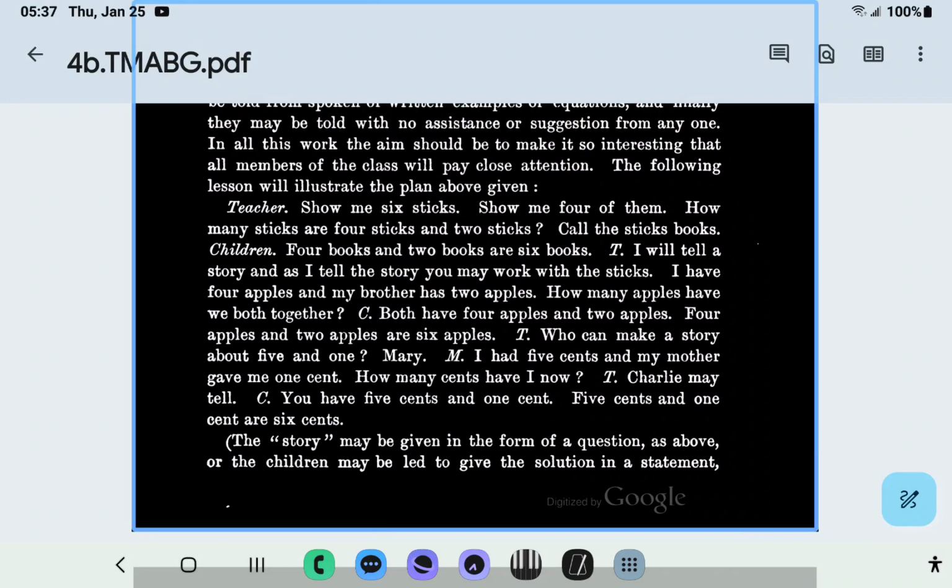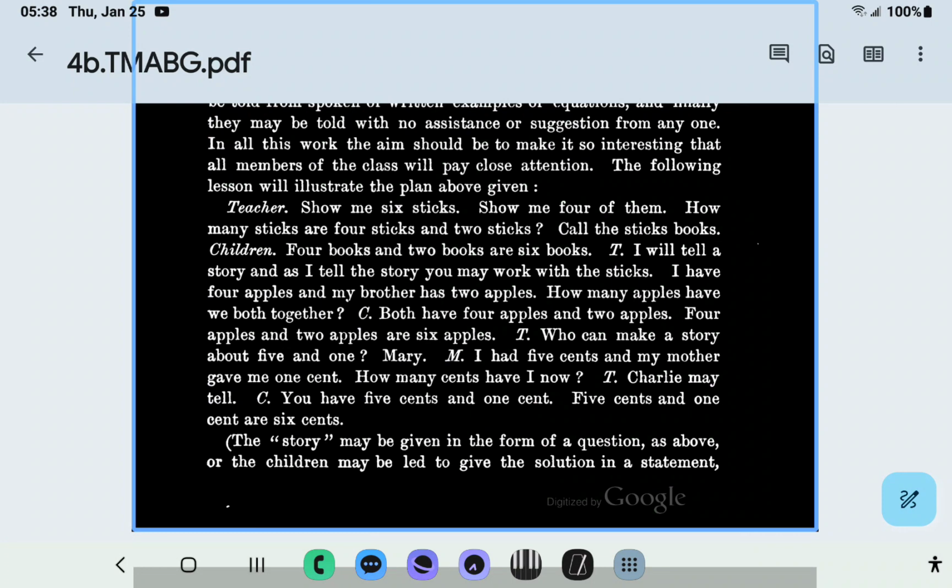Who can make a story about 5 and 1? Mary: I had 5 cents and my mother gave me 1 cent. How many cents have I now? Teacher: See, you have 5 cents and 1 cent. 5 cents and 1 cent are 6 cents.